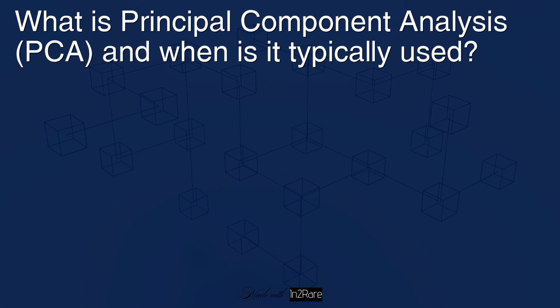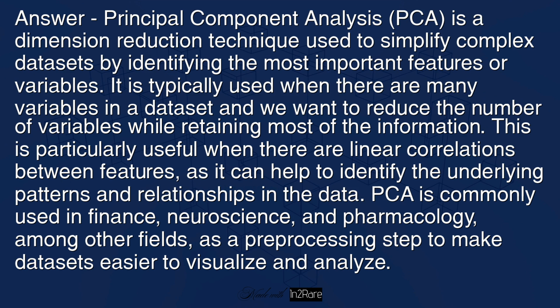What is principal component analysis (PCA) and when is it typically used? Answer: principal component analysis (PCA) is a dimension reduction technique used to simplify complex datasets by identifying the most important features or variables. It is typically used when there are many variables in a dataset and we want to reduce the number of variables while retaining most of the information.